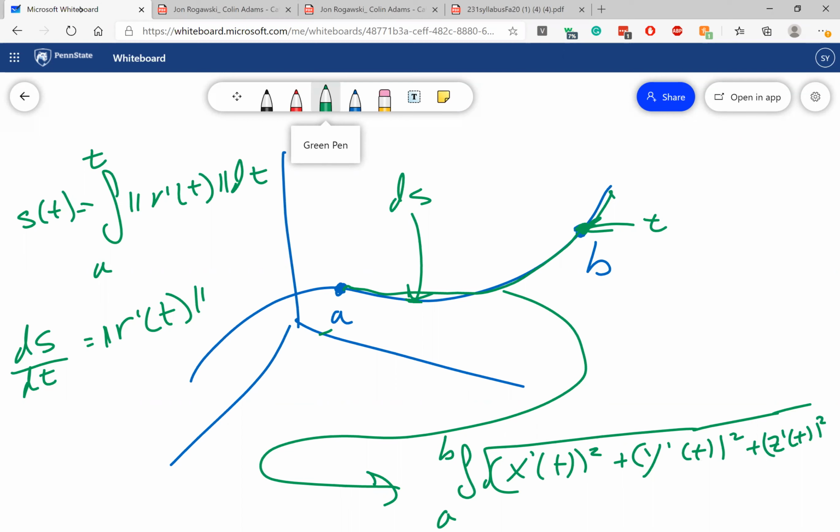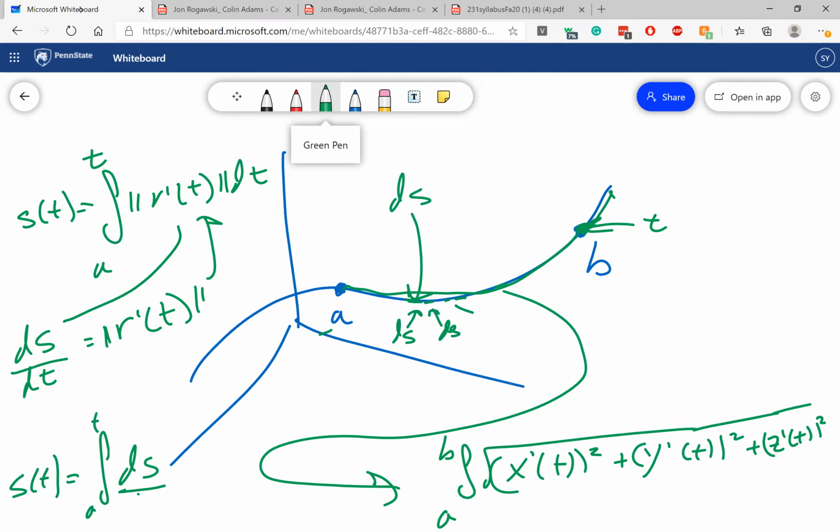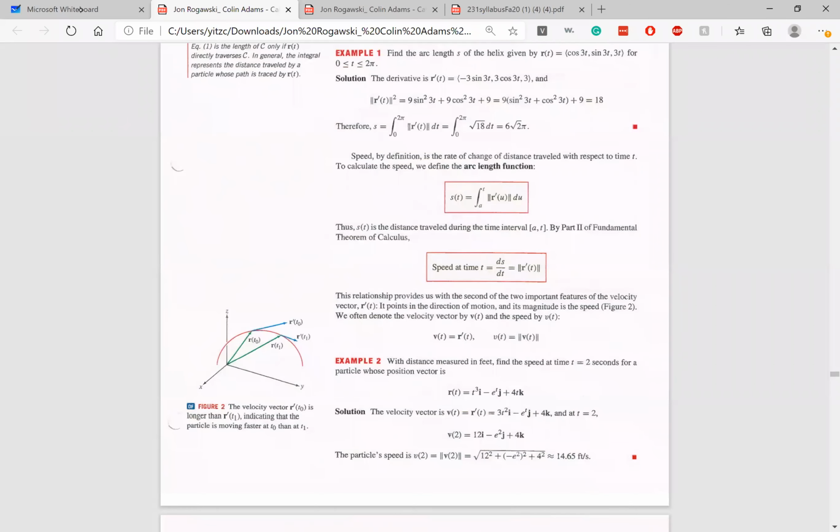And if we plug this back into here, then we would get that S of t is equal to the integral from A to t of ds over dt, and the dt's cancel, ds. And these are integrals along infinitely small ds's along the curve. You add them up, and you will get your arc length. So that's this over here. That would tell you your speed.